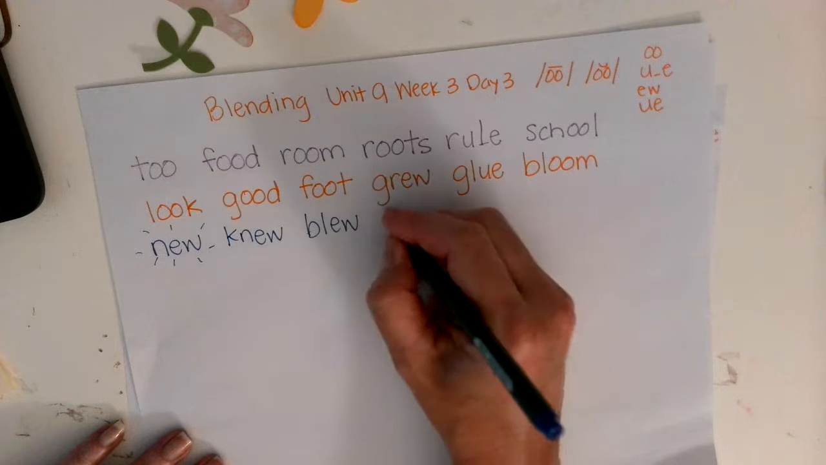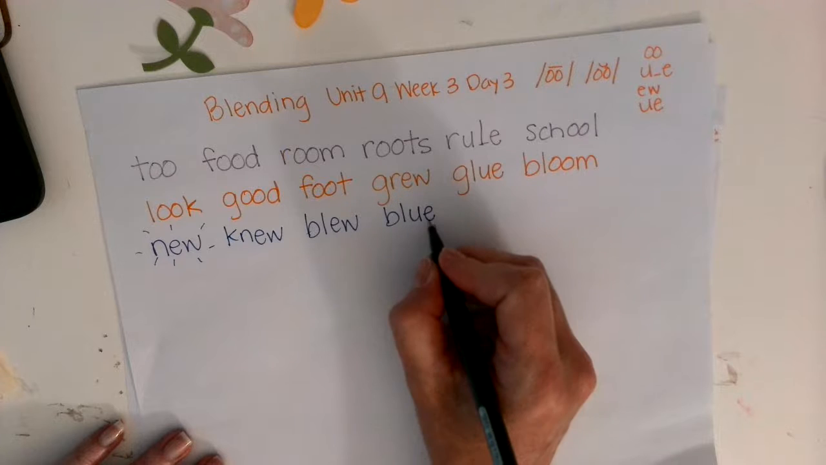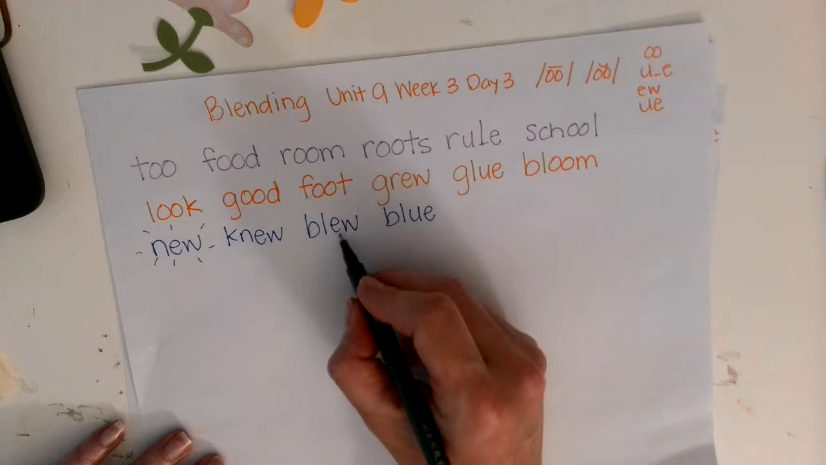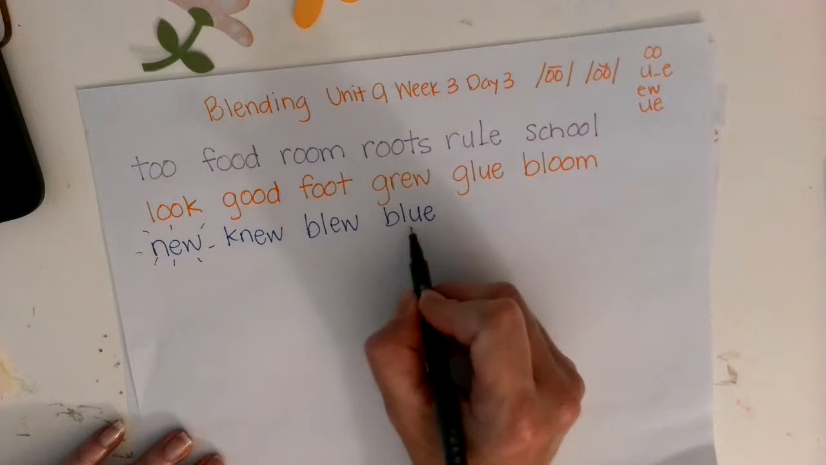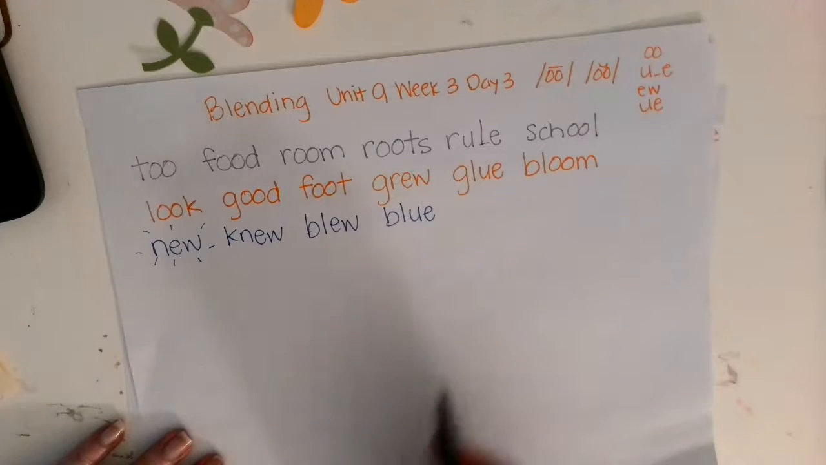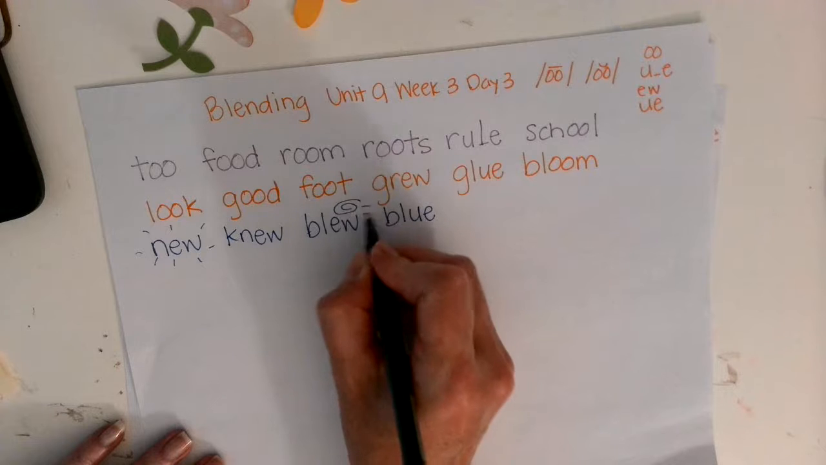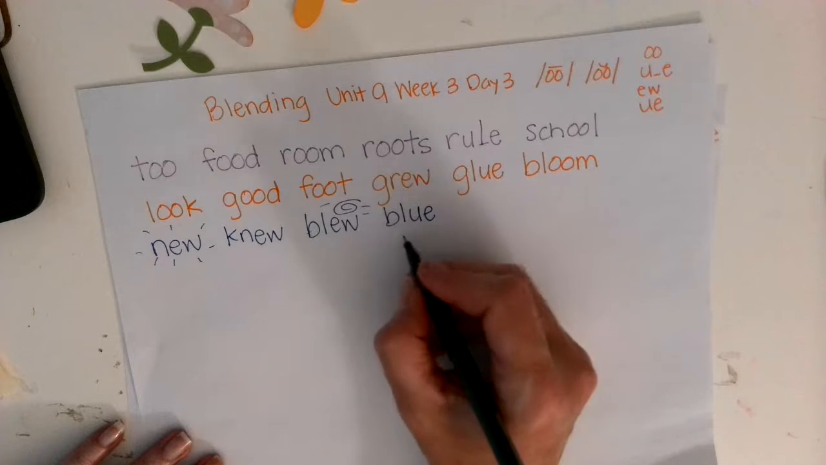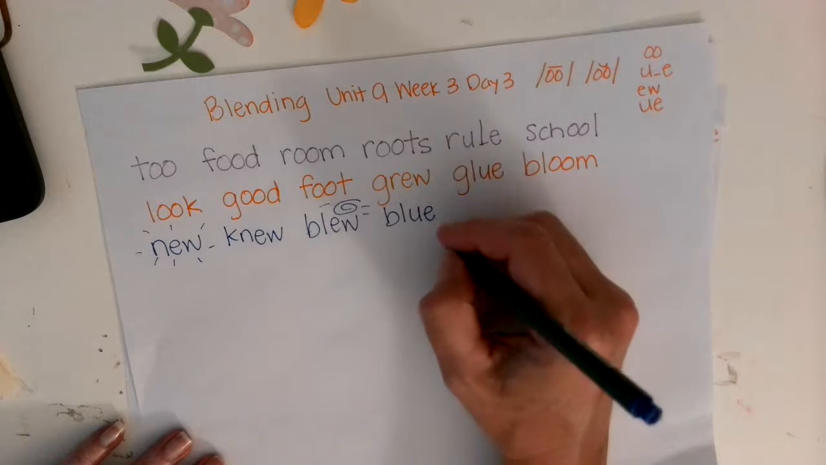Blue. Wait a second. Blue. What is it called when two words sound exactly the same, but they're spelled differently? That's right, homophones. This kind of blue is like the wind blew past me. This kind of blue is like the color blue. All right, next one.